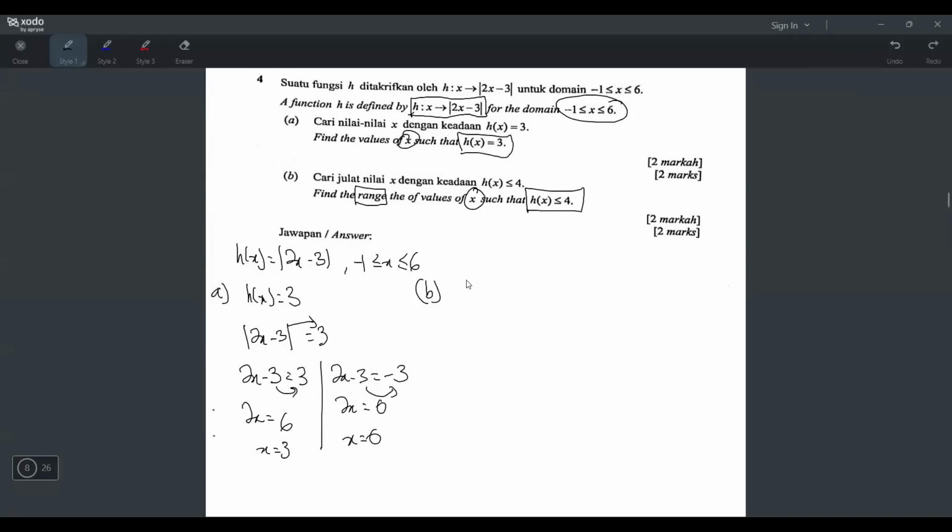Okay, so let's write down first. h(x) smaller or equals 4, right? And we already know h(x) is equals to modulus 2x minus 3. So modulus 2x minus 3 smaller or equals 4. Okay, how do we do this question?